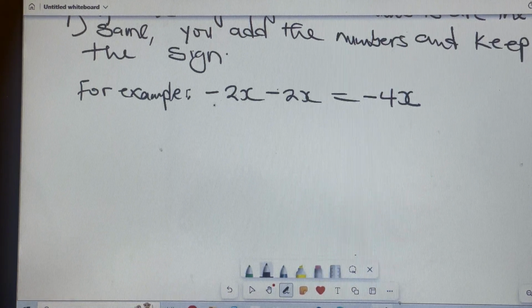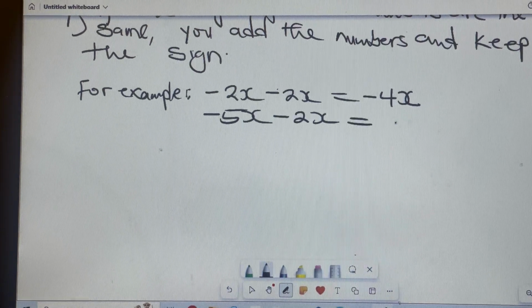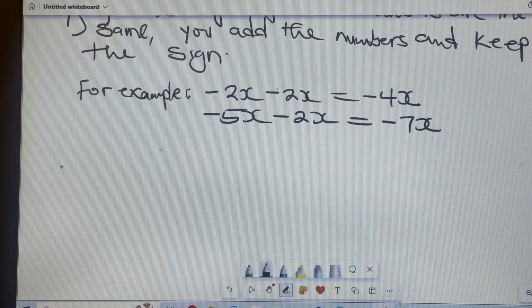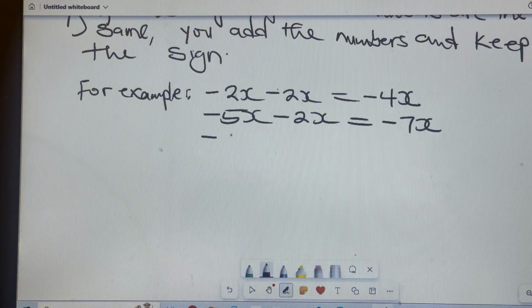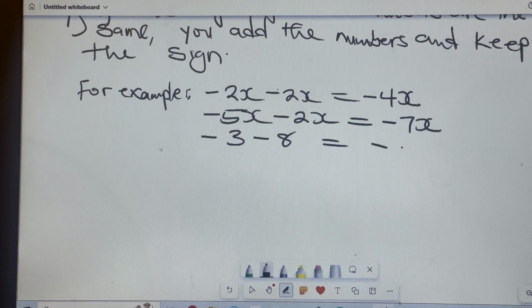Another example, minus 5x minus 2x equals minus 7x. So you just add the numbers and keep the sign, which is negative. Another one, minus 3 minus 8 equals minus 11, because 3 plus 8 is 11.